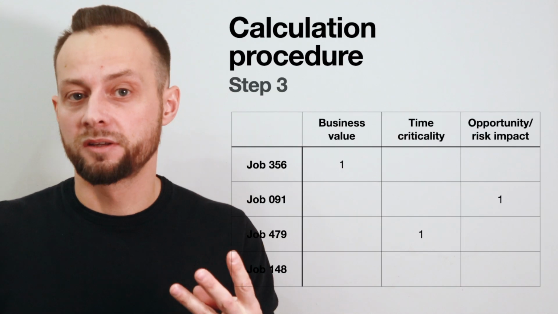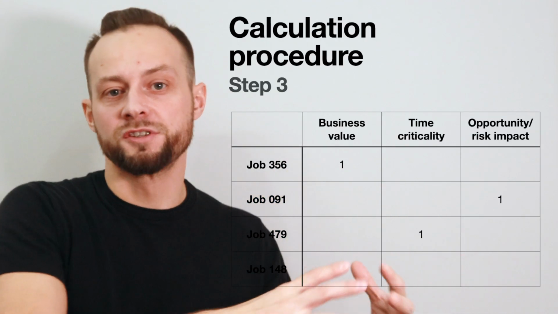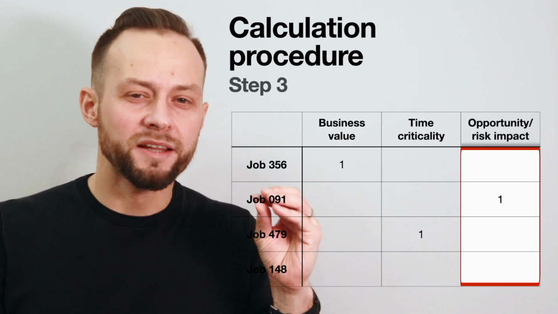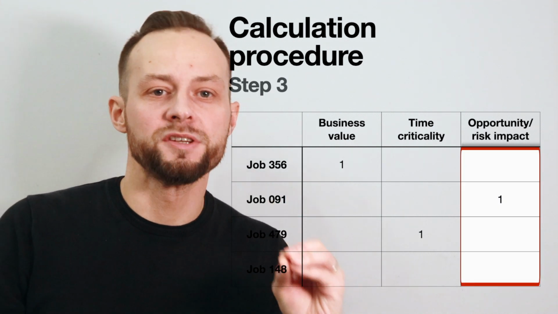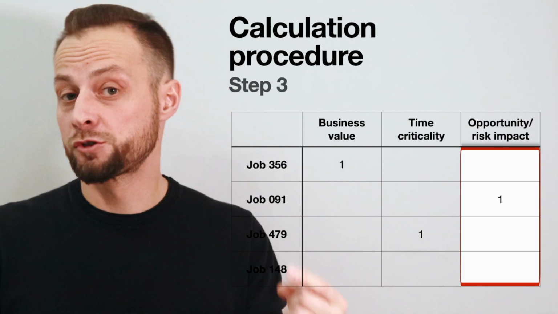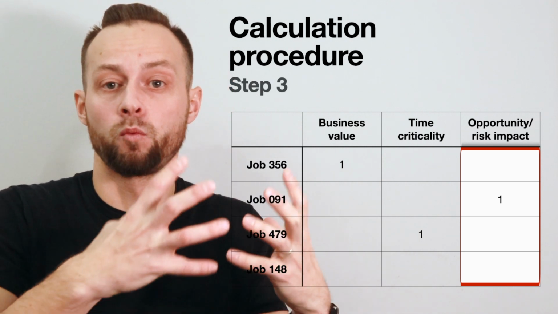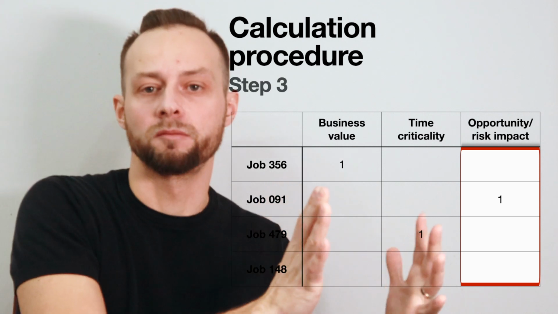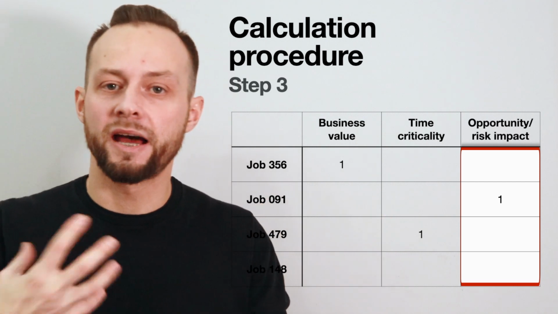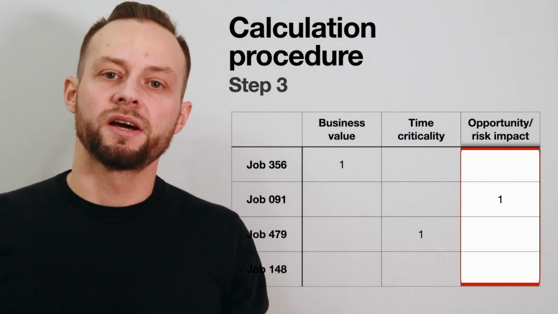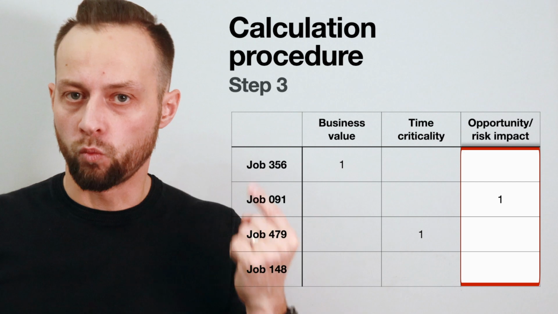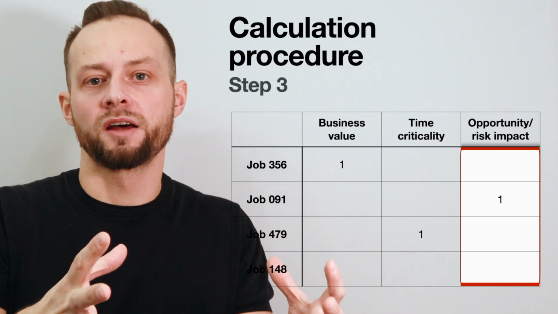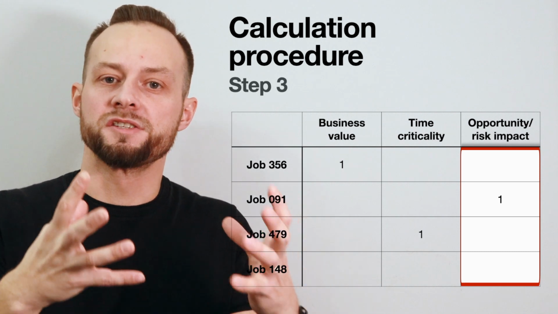Step number 3. Go to the next column, risk reduction and opportunity enablement. Choose the job that has the least impact on risks and opportunities. Set it to 1. Again, this is another 1, another smallest value within the frame of this particular column. It can be any line you choose. Then estimate other jobs relative to this new 1. To what extent do they have a stronger impact on other jobs and risks of the entire initiative?